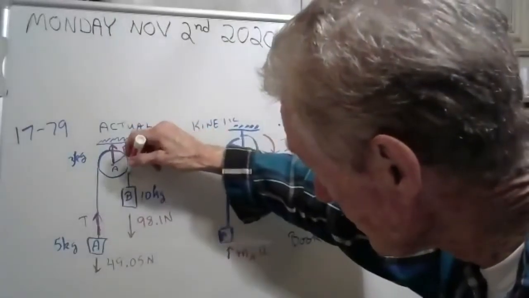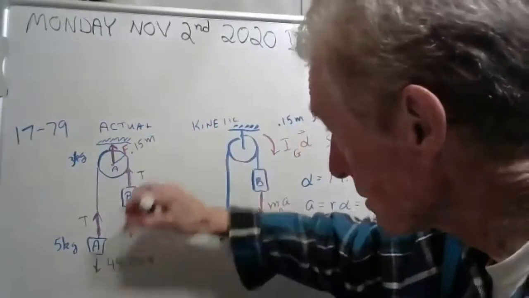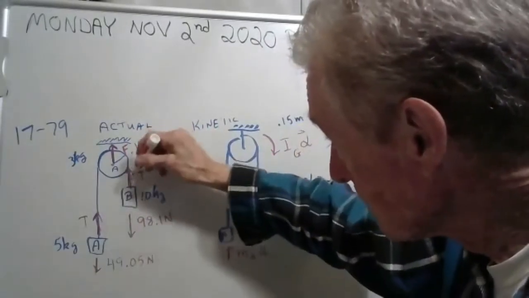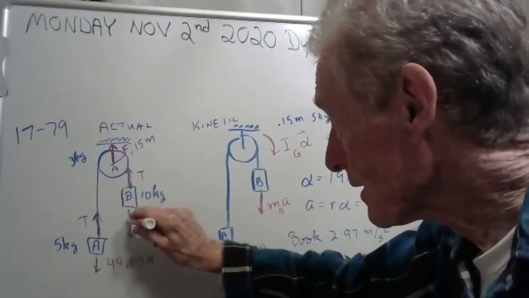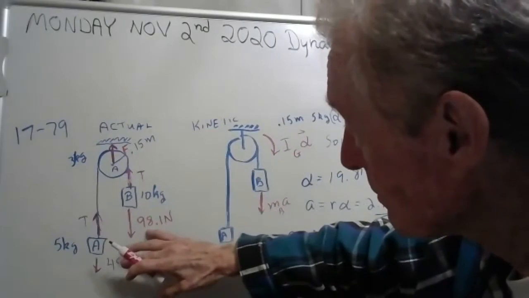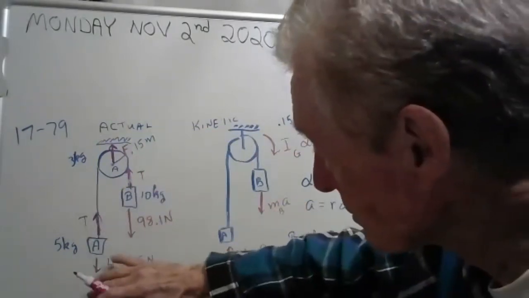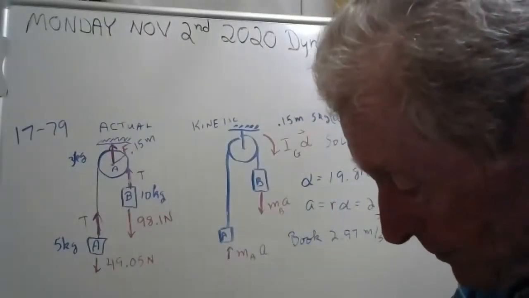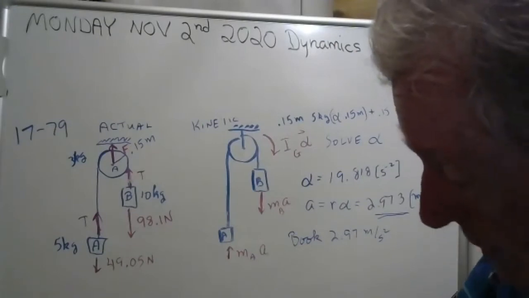So the tension on it will be the same as the tension on A, but it's smaller than 98.1. Here, I'll make that obviously bigger. These tensions are the same, but the tension's less than 98.1, but it's bigger than 4905. And we can get that by using Newton's second law for translation.